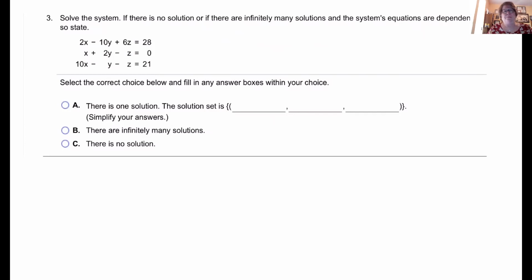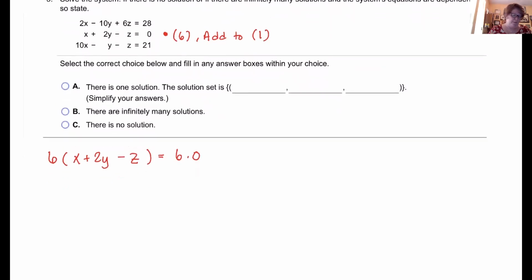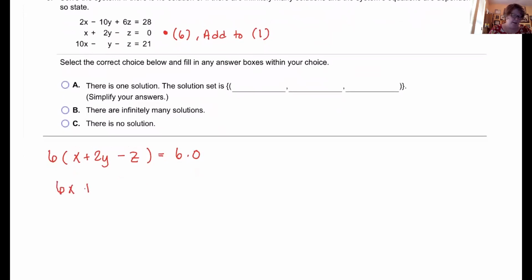So I'm going to multiply the second equation by 6, and then add that to the first equation, and that will eliminate z. So we have 6 times x plus 2y minus z equals 6 times 0. I'm going to be sure to multiply both sides of the equation by 6. So I get 6x plus 12y minus 6z is equal to 0. 6 times 0 is 0.